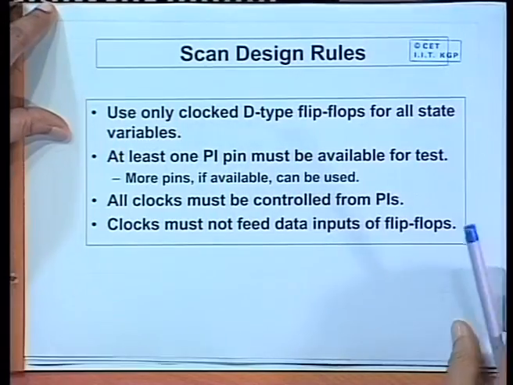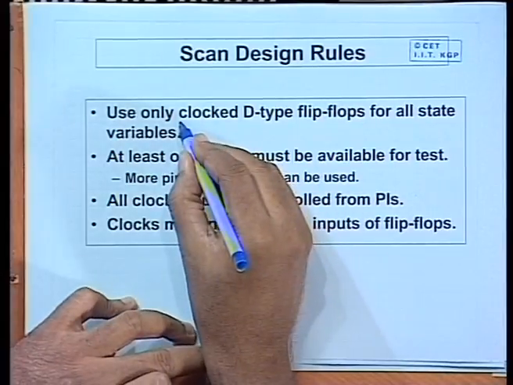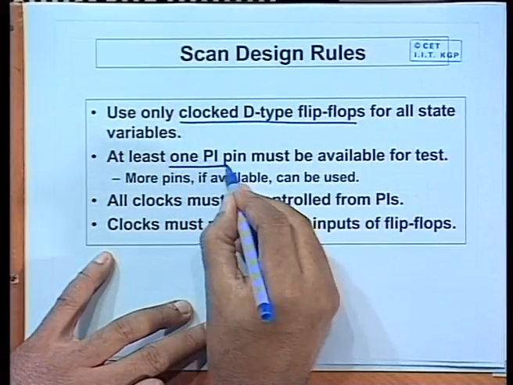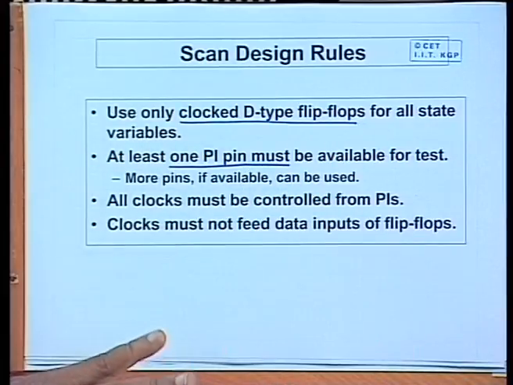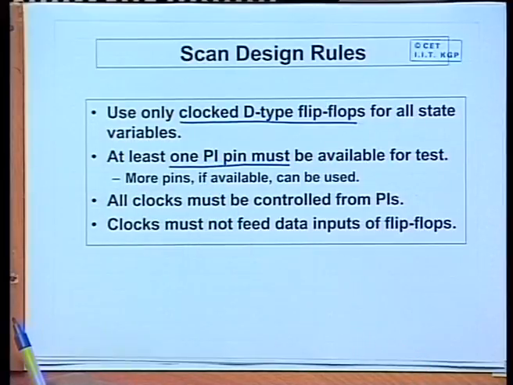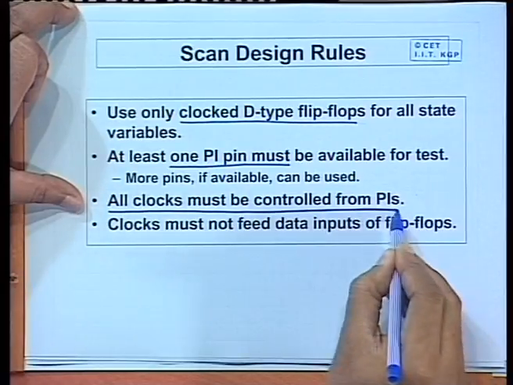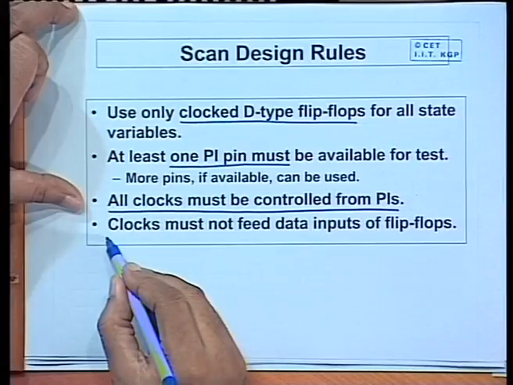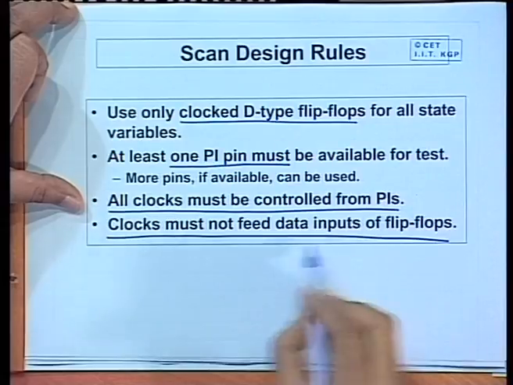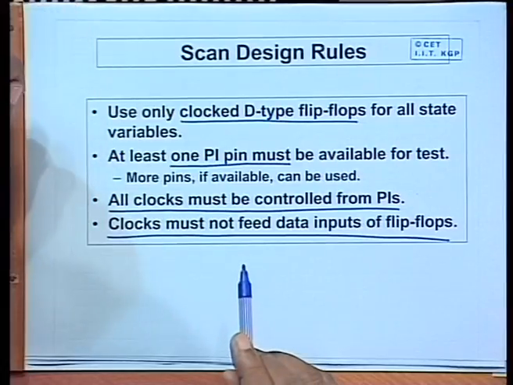Now, there are some scan design rules, some of which we have already mentioned. This says that you only use clocked D flip flops, and at least one primary input pin, the test control, must be available extra. If more pins are available you can use them to your advantage, but a minimum of one pin must be available. Third, no gated clocks; all clocks must be directly controlled from primary inputs, and clocks must not feed the data inputs of the flip flops. This is also not allowed. Clocks must only feed the clock inputs of the flip flop, nowhere else.